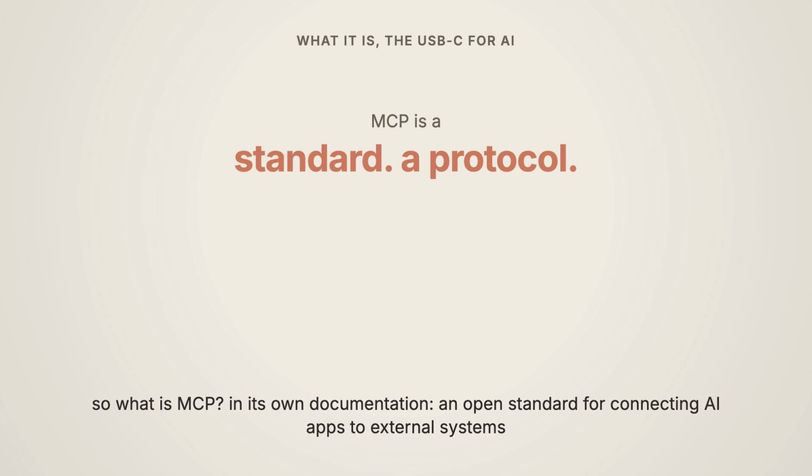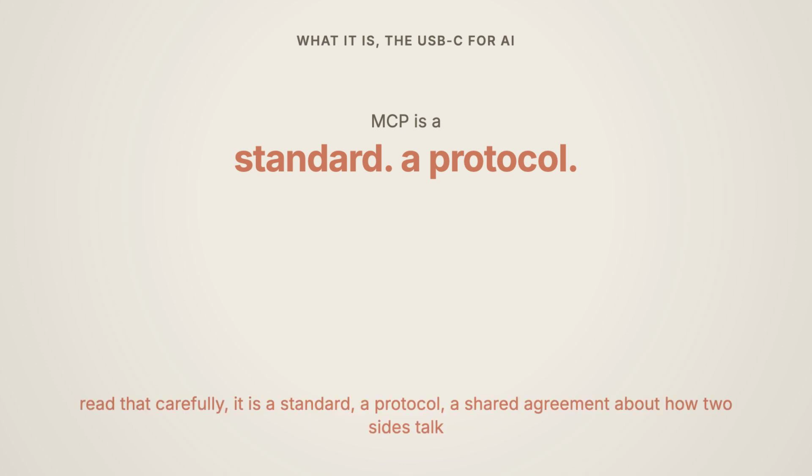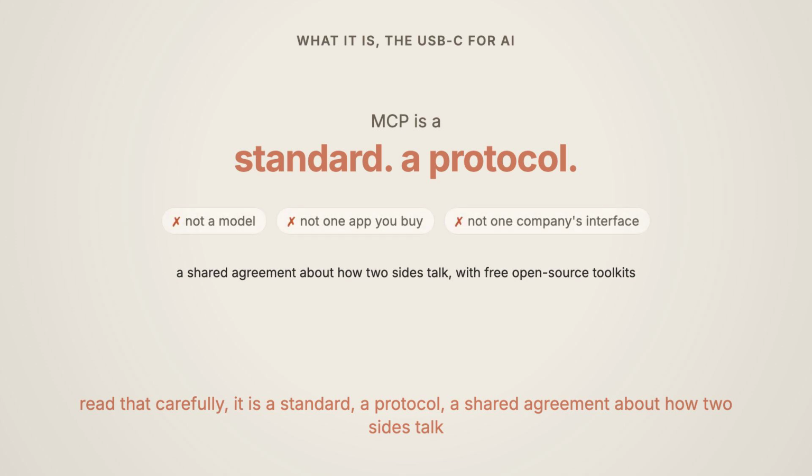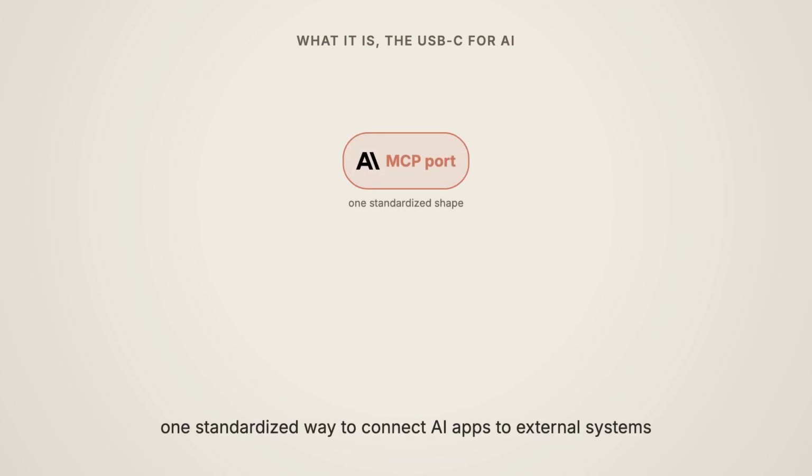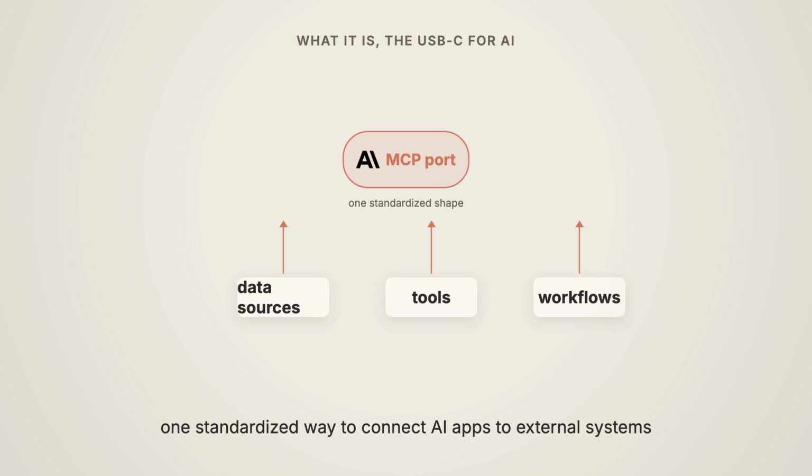In the words of its own documentation, it is an open standard for connecting AI applications to external systems. Read that carefully. It is a standard, a protocol, a shared agreement about how two sides talk. It is not a model, it is not one app you buy, and it is not one company's private interface. It is a set of rules with free open-source toolkits that put those rules into practice. Through it, an AI app can reach data sources like your files or a database, tools like a search engine or a calculator, and ready-made workflows.